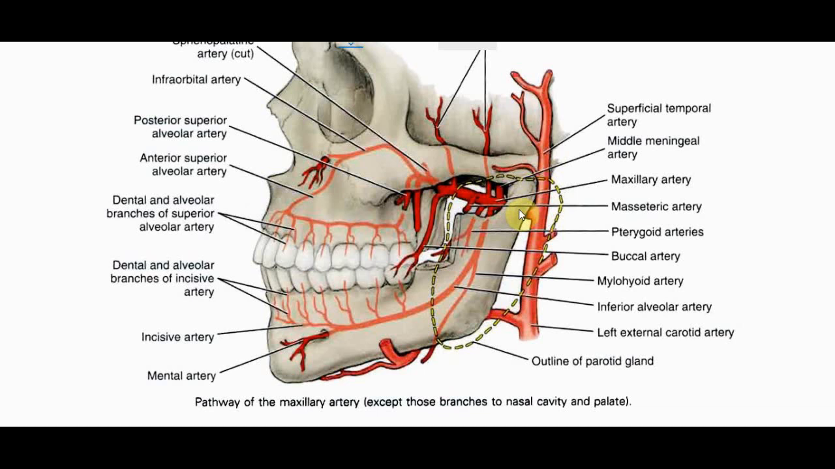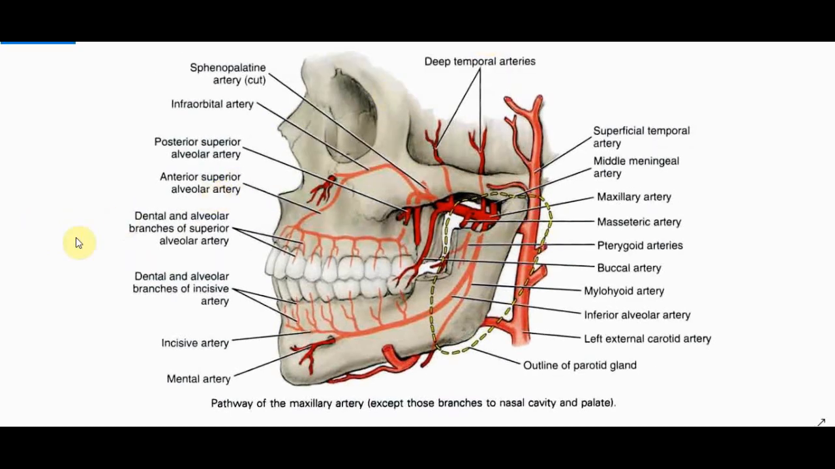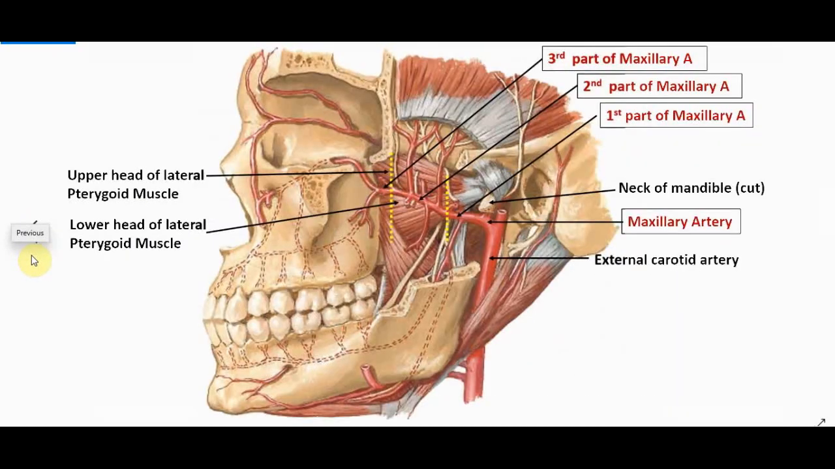Now the maxillary artery basically arises from the external carotid artery behind which landmark? Behind this part, which is the neck of the mandible. And we divide the maxillary artery into three parts mainly for the purpose of description. The first part is known as the mandibular part, the second part is known as the pterygoid part, the third part is known as the pterygopalatine part.